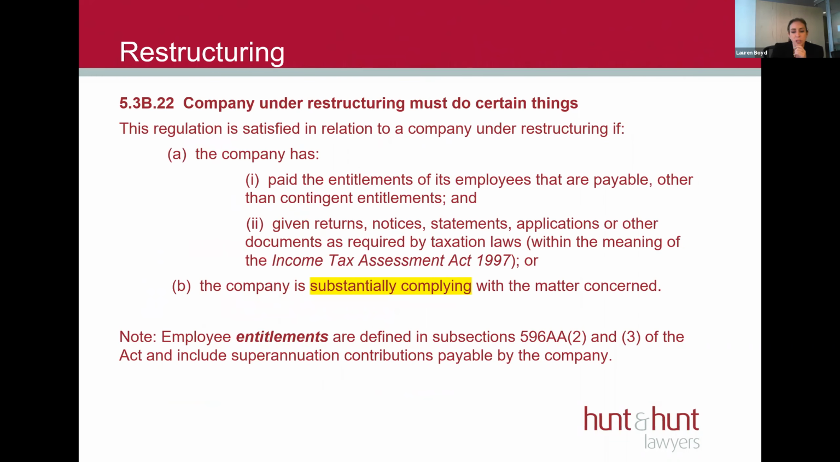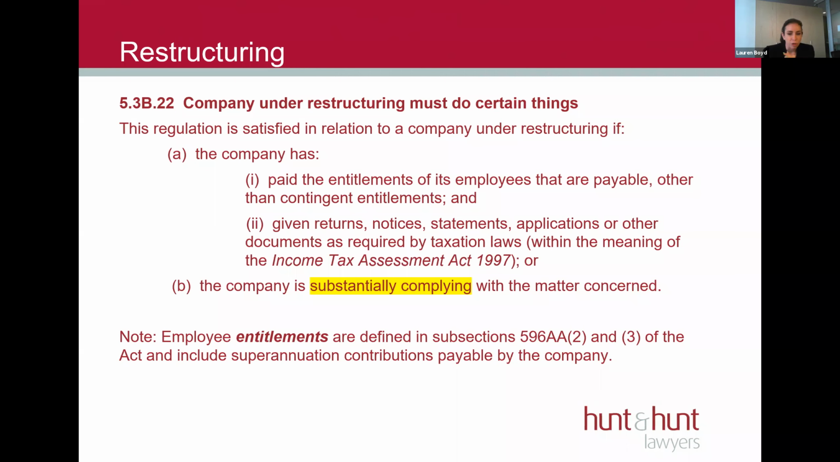So for a business to be eligible to restructure, all employee entitlements, including superannuation, must be paid. And all taxation lodgements, including VADs, under restructuring must be up to date, but do not necessarily need to be paid up to date. It's just the lodgements that need to occur. Interestingly, the substantial compliance wording we saw in the Safe Harbour reforms has reared its head again. This is obviously a subjective measure, and it will be interesting to see the different interpretations of that phrase.